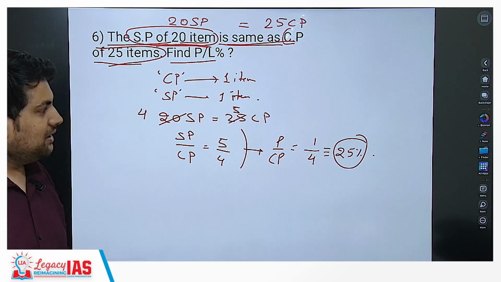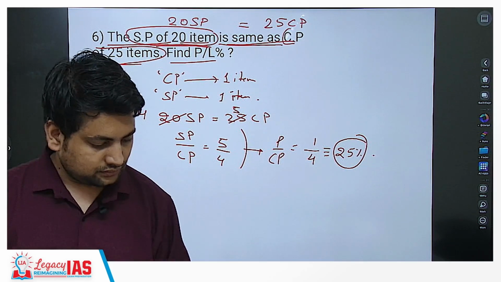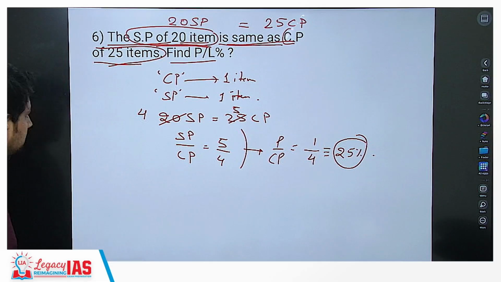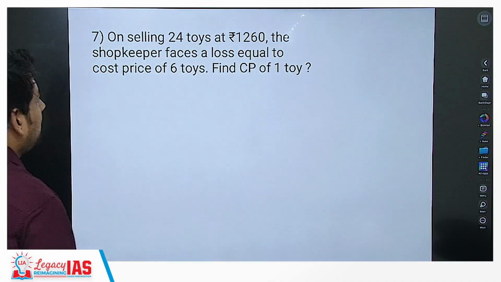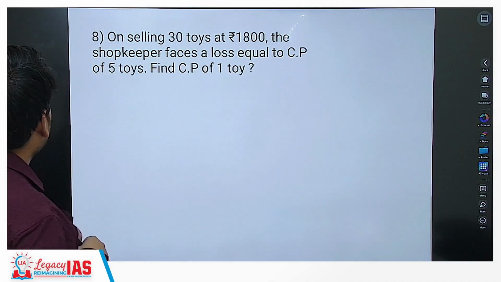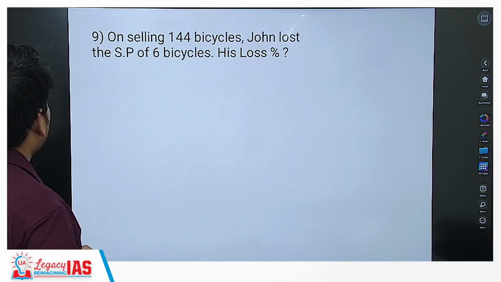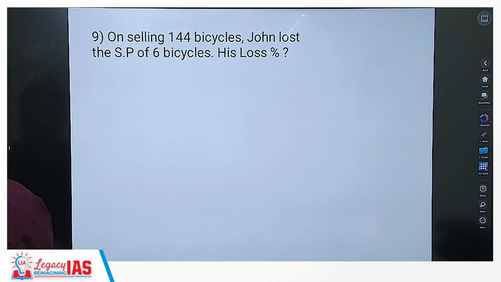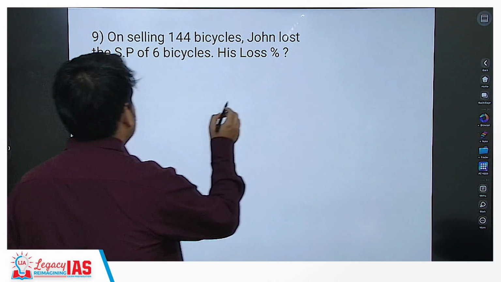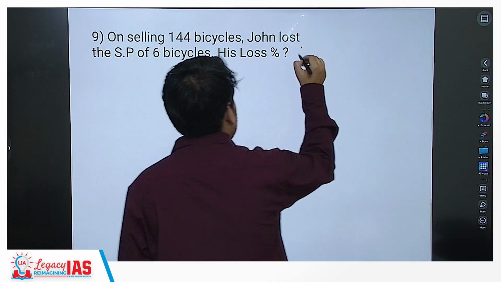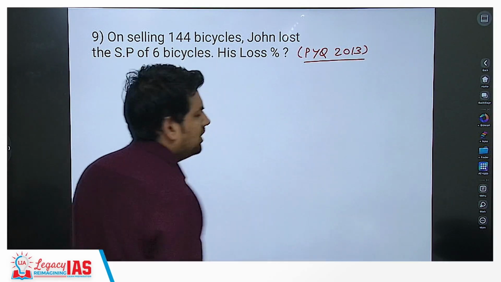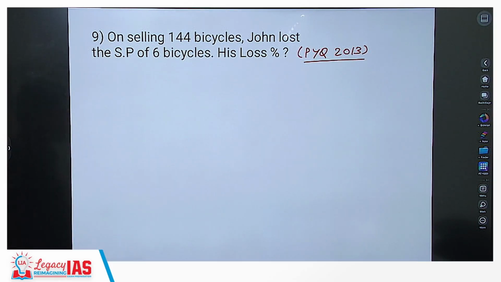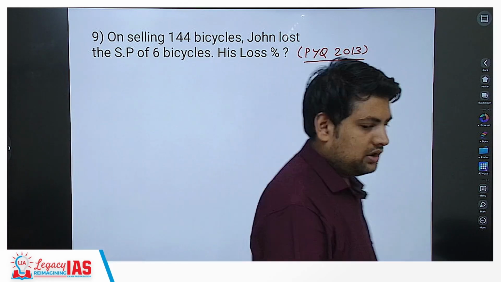Understood? Simple? Then let's do another. Yeah, this is a previous year question from UPSC 2030. Let's do this. Okay, same thing we have to do, nothing more, nothing less.